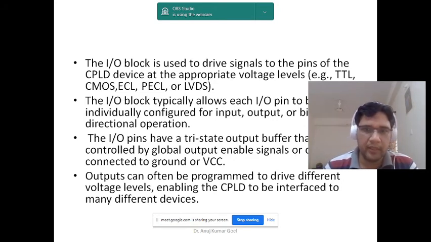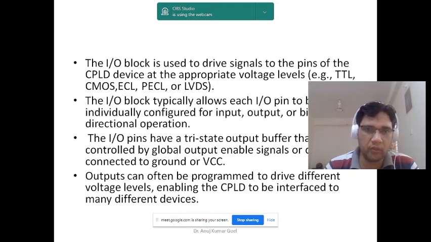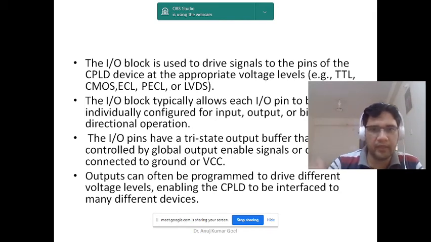For example, in TTL there is one logic high and logic low value, but a voltage threshold is there. In TTL maybe it is 3.2 volt, and in CMOS maybe it is 1.8 volt. So different voltage levels are there on which these devices operate. So it is the duty of the input output block, if it is giving output to ECL, to maintain that voltage level also.